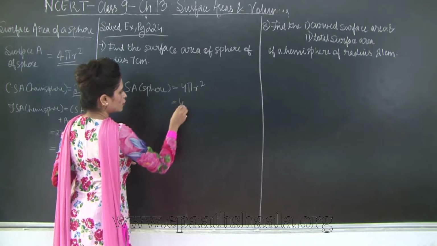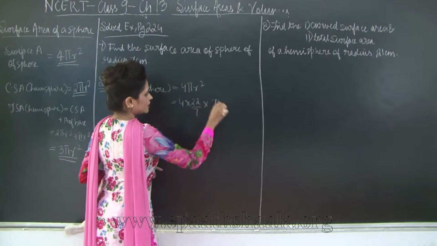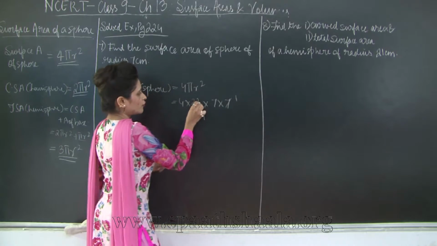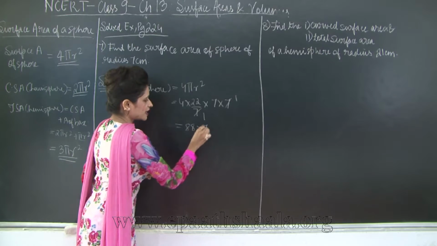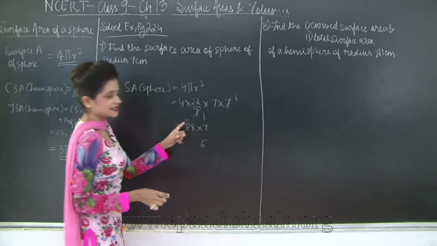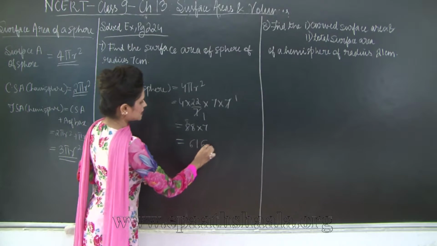So this is going to be 4 into 22 by 7 into r, which is 7 into 7. So 7 ones are 7, 7 ones are 7. So 4 into 22 is 88. Now 88 into 7 will be what? 7 8s are 56, 56 plus 5 is 61. So 616 centimeter square.